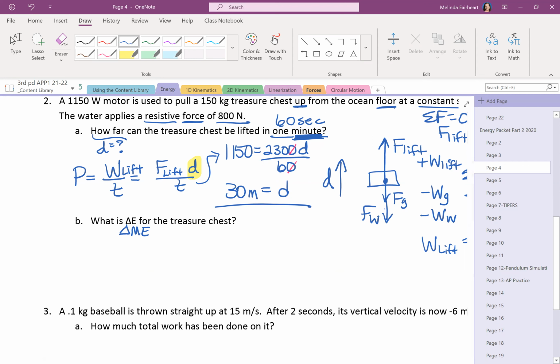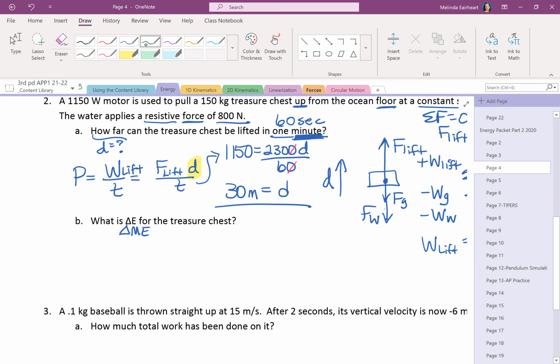What if they said, what's the speed? Since it's a constant speed, it would be half a meter per second, right? 30 meters divided by 60 seconds. They don't ask it today, right? But you could find it at that point.